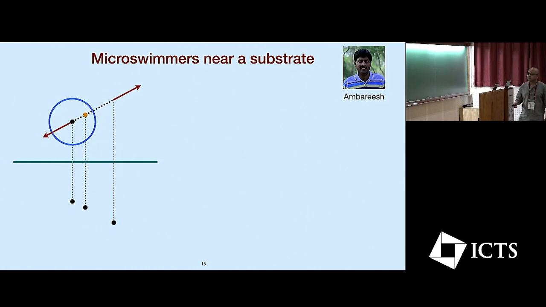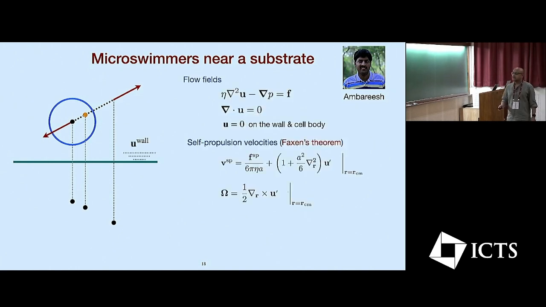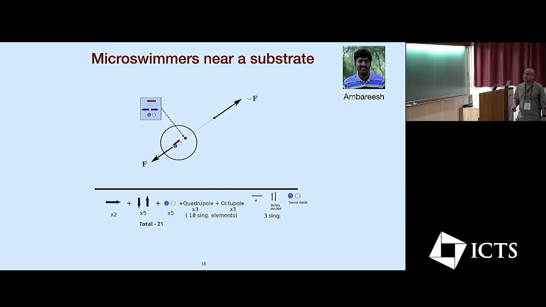You have to respect the boundary condition not on one surface, but on two surfaces simultaneously. And just to give you a hint how difficult that is, if you had just a point force for the flagella, you would have to calculate like 21 singularities down the wall. But imagine doing that for the entire rod, and then you have to do that self-consistently. That is the kind of problem Ambaris has solved.